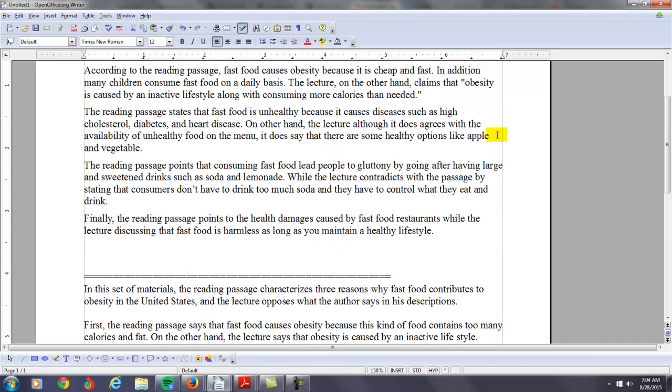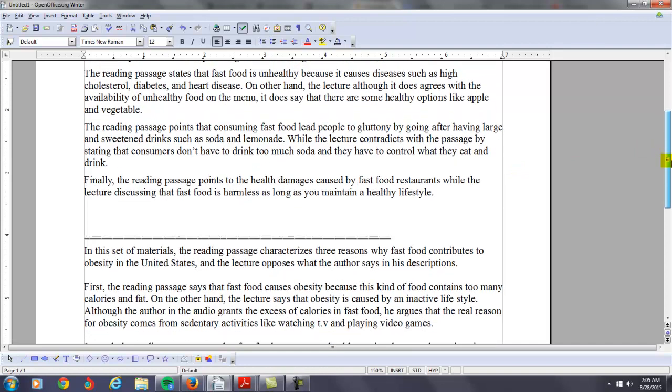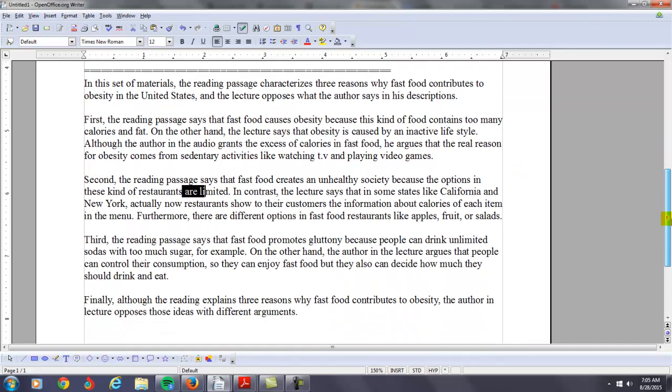Okay, so let's go to the next one. It says, the reading passage points out that consuming fast food leads people to gluttony by going after large and sweetened drinks such as soda and lemonade. Yeah, and it's not just large, but it's unlimited refills of those things, right? So you're about 80% accurate with the reading.